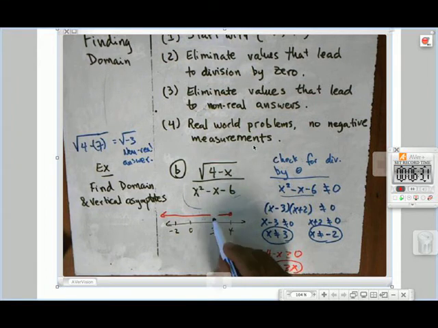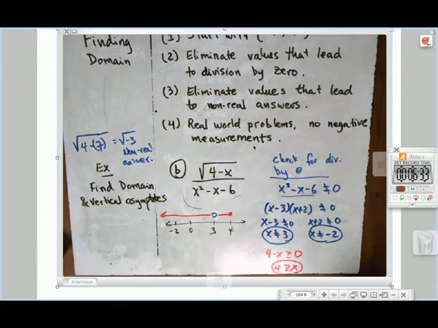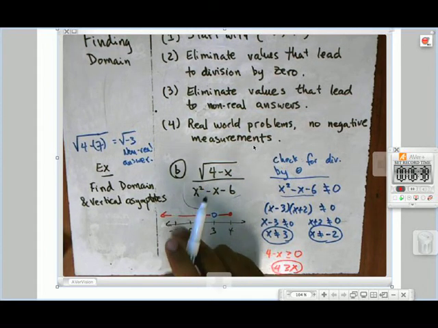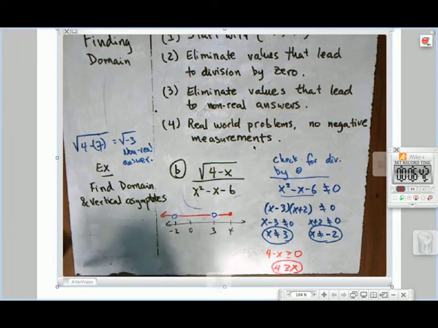So put an open circle here. And then it also cannot be equal to negative 2. So there's another open circle here. And again, this is not yet interval notation, but writing it that way certainly helps.